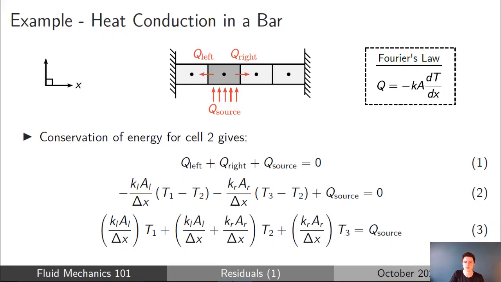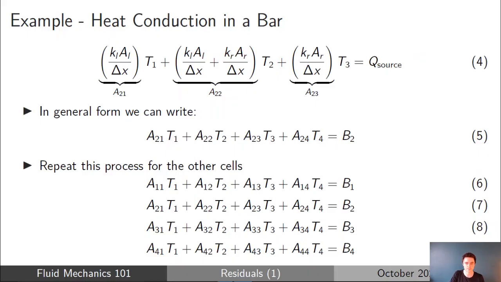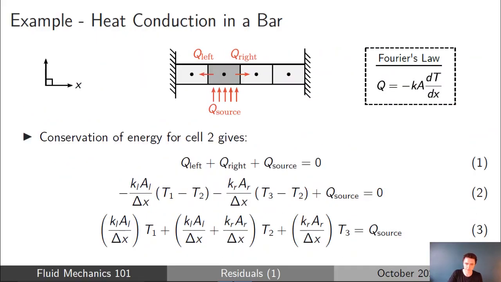Of course, this is a linear algebraic equation. And to simplify this equation for now, equation 4, we can take those multipliers in front of T1, T2, and T3 and write them as coefficients, A21, A22, A23, etc., just to simplify things and make it easier to fit on the slide. But those coefficients, A, just represent that collection of thermal conductivities, areas, and distances, delta x. So now we've written conservation of energy for cell 2 from that previous slide.